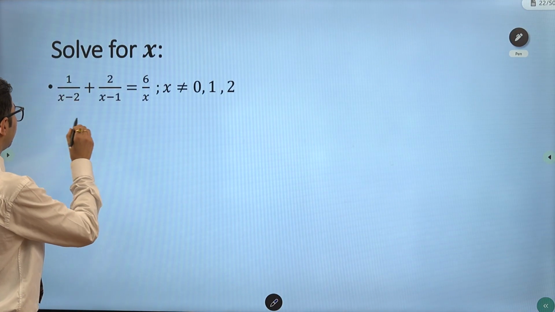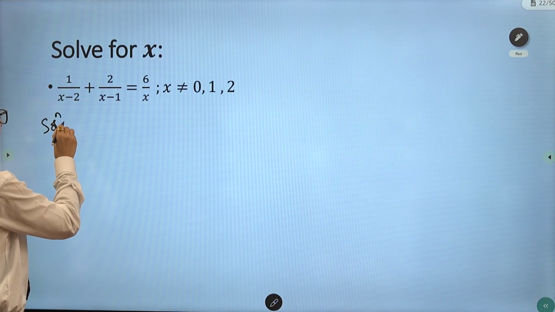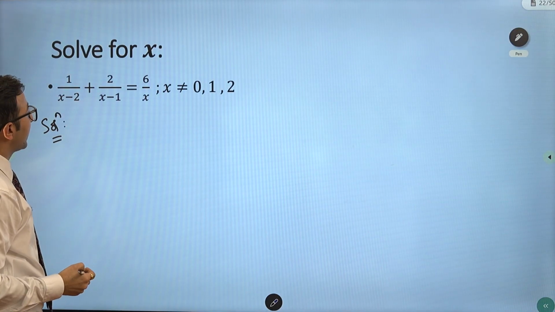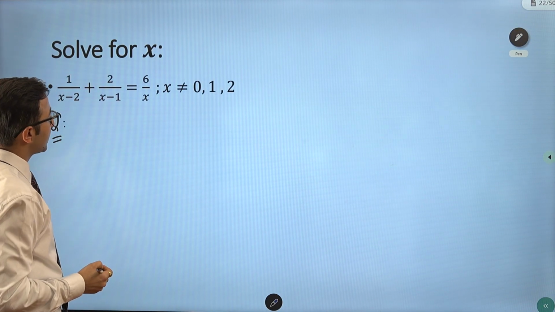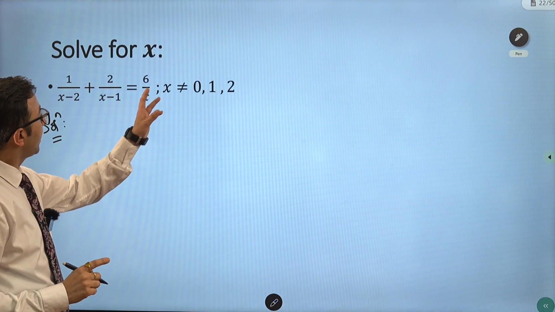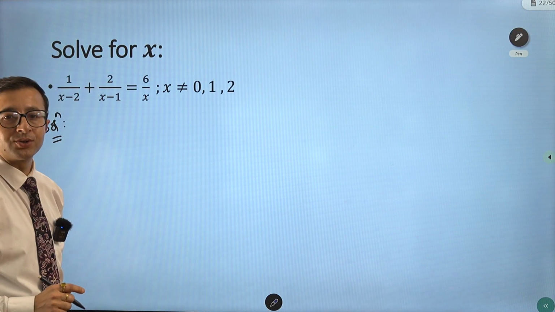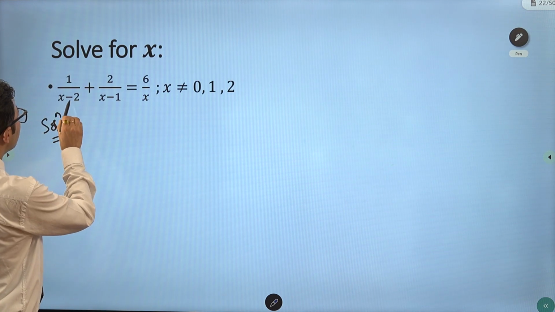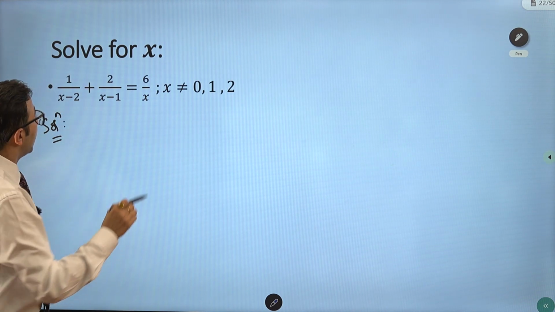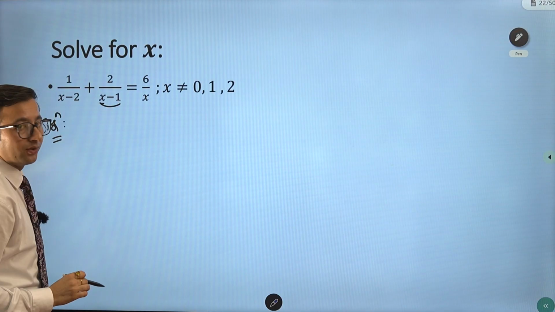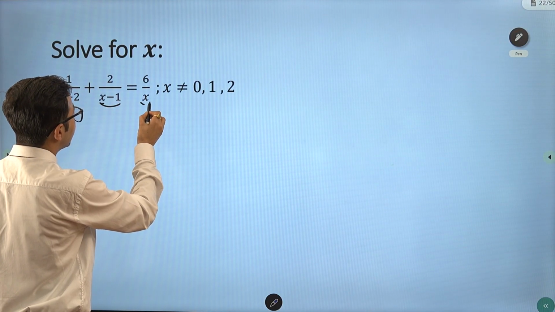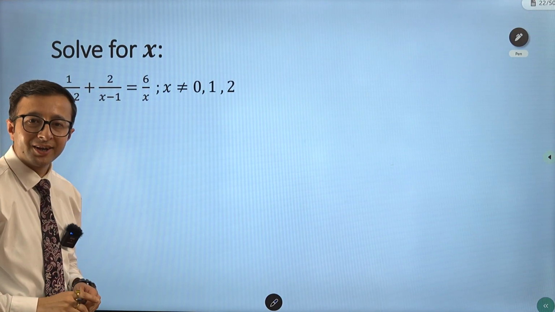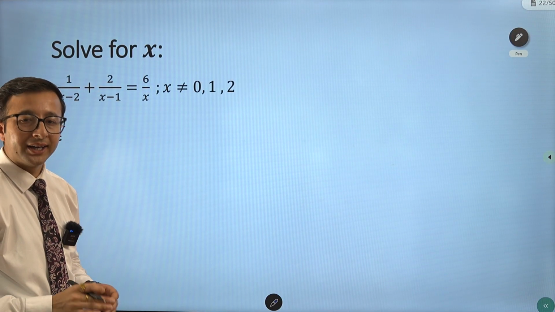So, solve for x. Solution. Before starting with the solution, look at here. The problem is 1 by (x minus 2) plus 2 by (x minus 1) is equal to 6 by x, where the value of x cannot be equal to 0, 1, 2. The reason is, if it is 2, this part will be 0. If it is 1, this part will be 0. If x is equal to 0, this denominator will be 0. And we know that if the denominator is 0, then the number will be undefined or indeterminate.